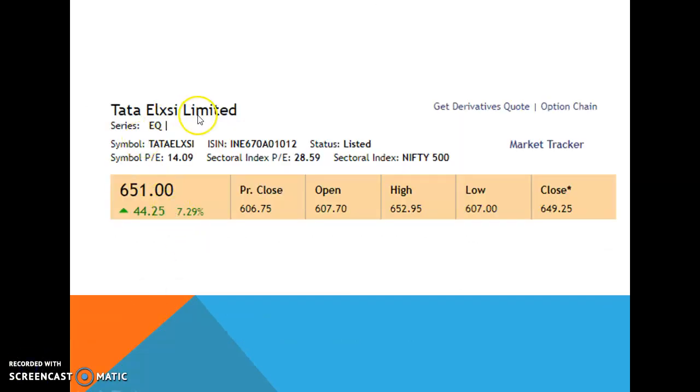This is the Tata Elxsi Limited Friday closing session. The open price was 607.70 and the previous close was 606.75. The high is 652.95 and the low is 607. It closed around 649, a gain of 44.25, which is 7.29 percent.